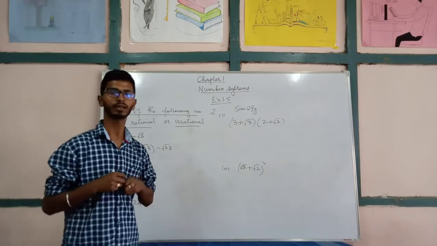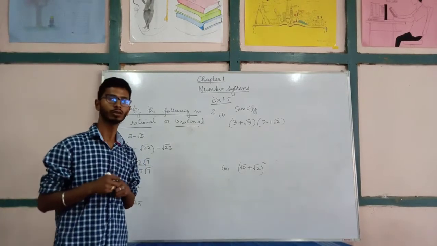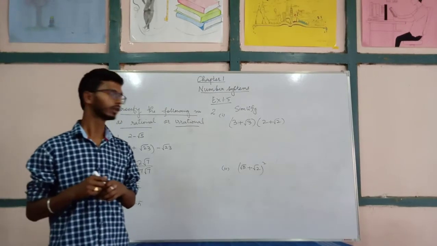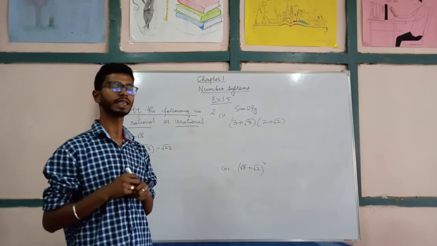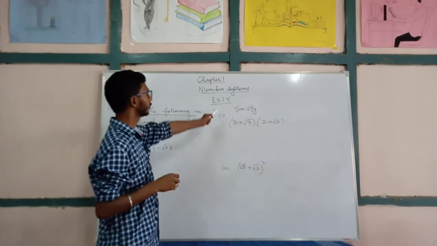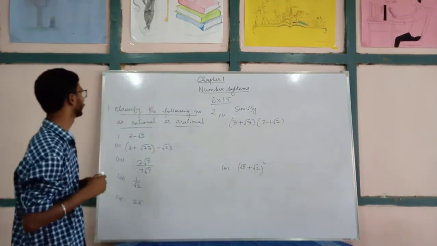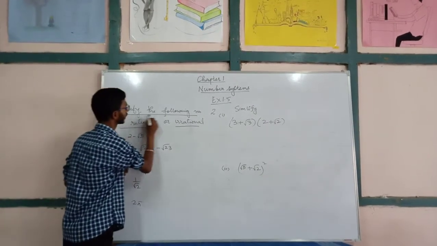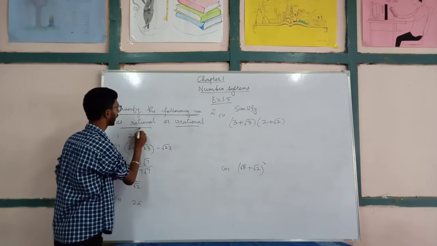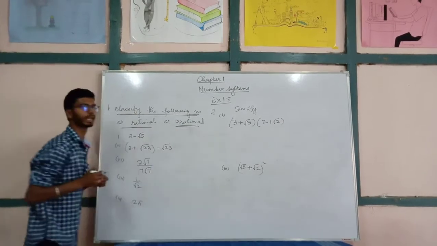Good morning, students. In the last video, I taught you about the laws of surds. So today, let us solve some problems from the NCERT textbook from exercise 1.5. So the first question is, classify the following numbers as rational or irrational.